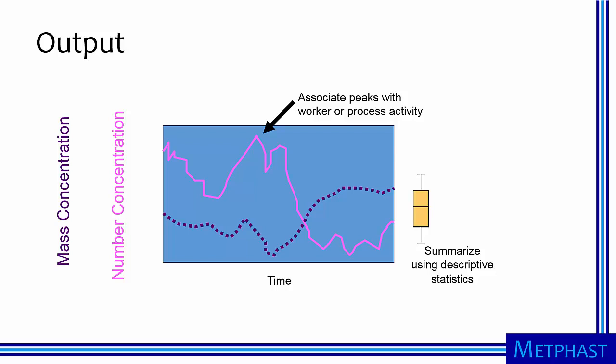Direct reading instruments provide a lot of data, such as mass and number concentration by time. These instruments can be used in different ways, such as summarized through descriptive statistics. Often these data are used to associate peak exposures with certain worker processes or activities. Although not used for compliance purposes, these instruments can provide critical information for making sound decisions on how best to control workplace aerosol concentrations.